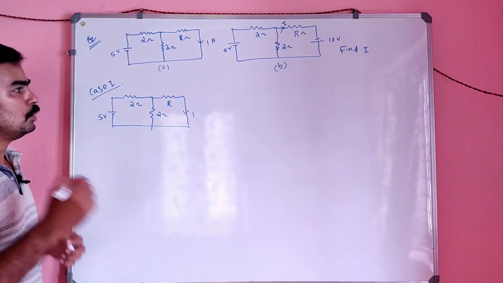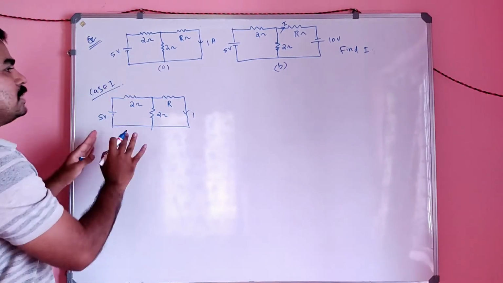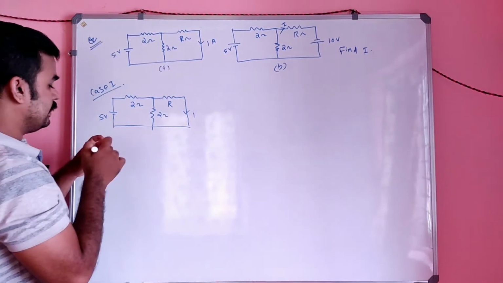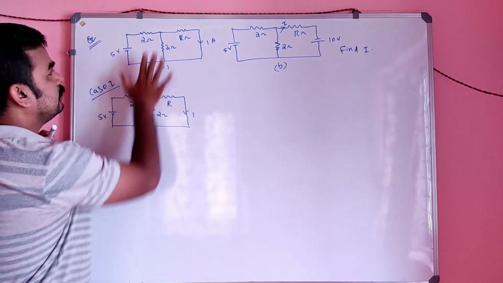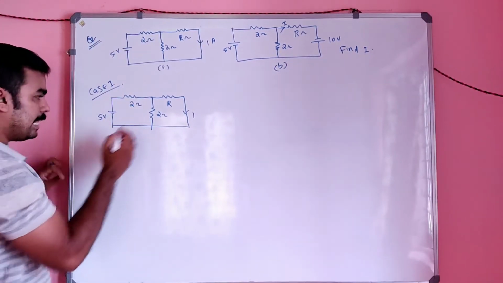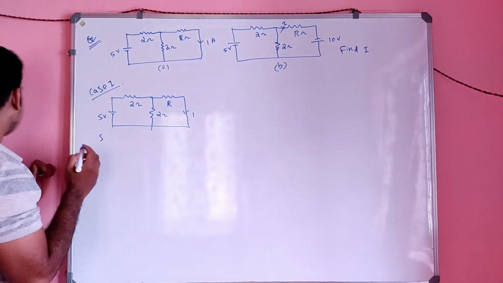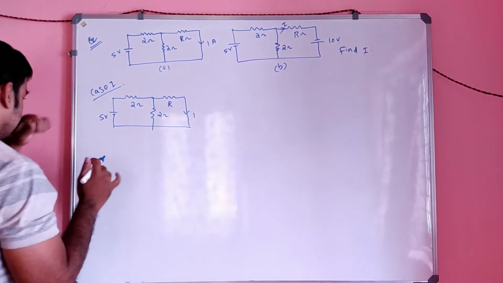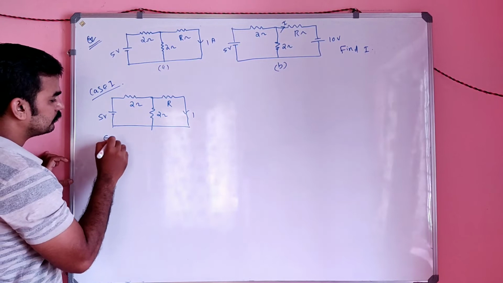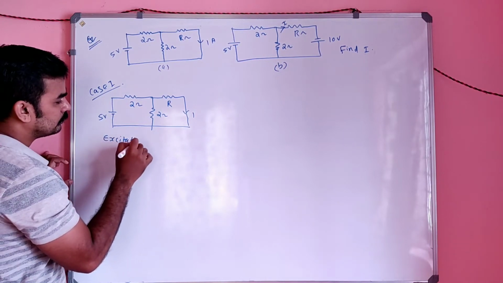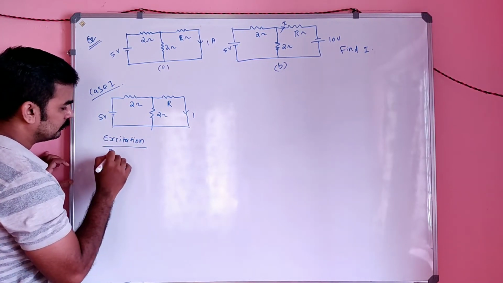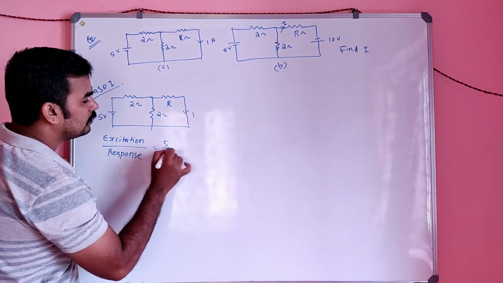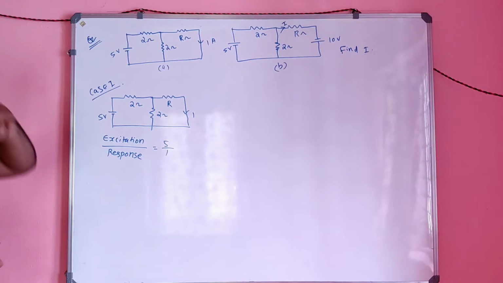So for case 1 it is already given. It is the same circuit. So here the excitation by response will be equal to 5/1, no issues there, right?